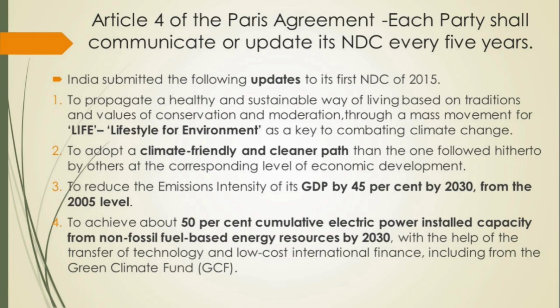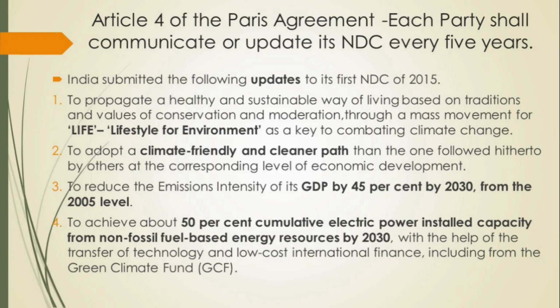Okay. The second important update that we have submitted: adopt a climate friendly and cleaner path for economic development. Reduce the emission intensity of GDP by 45% by 2030. Initially in 2015 it was 33 to 35%. Now we have increased it by 10%, saying we will achieve 45%, we will reduce the emission intensity of GDP by 45% by 2030. Okay.